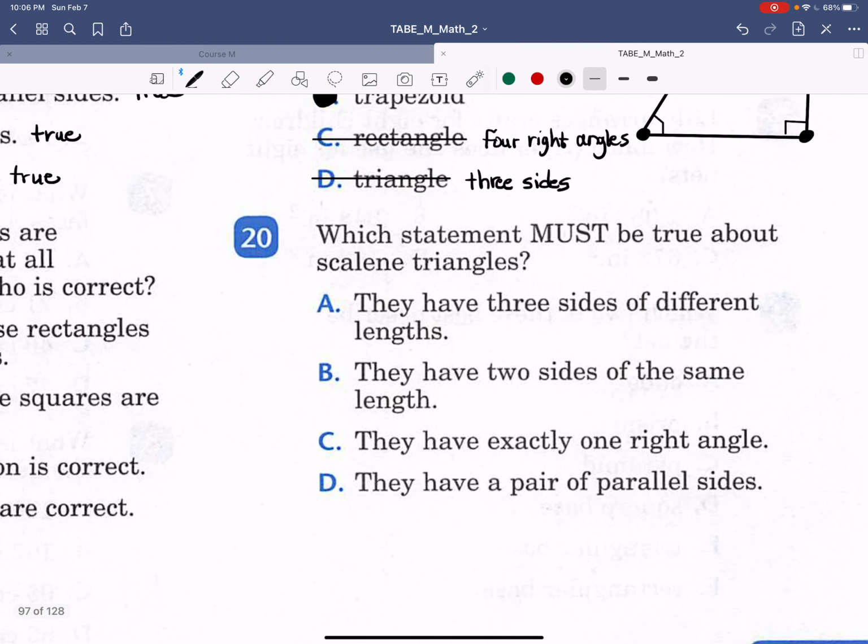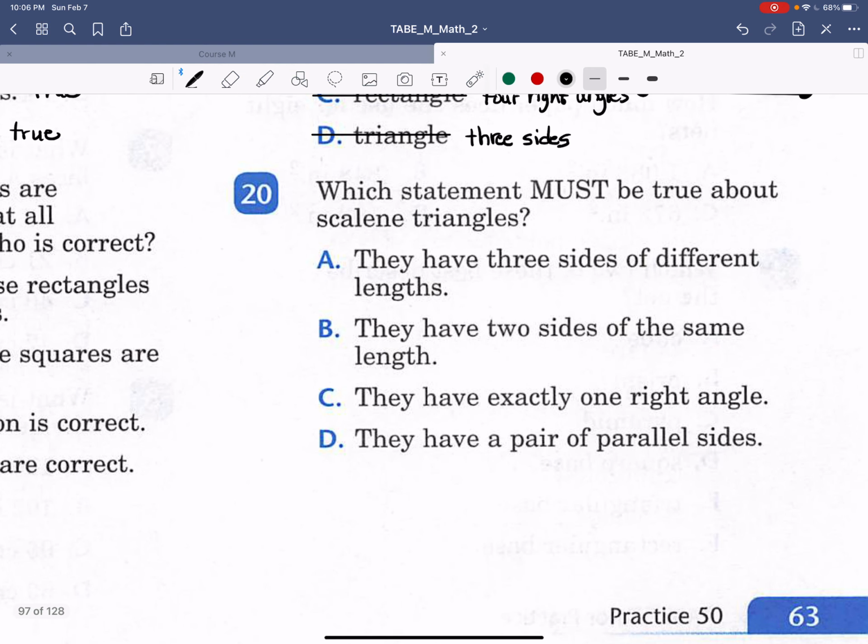Number 20. Which statement must be true about scalene triangles? You know this one if you've been studying your flashcards. Scalene means 3 sides of different lengths. If you know that, pick that. The others may or may not be true, but this one is definitely true. They have 3 sides of different lengths.